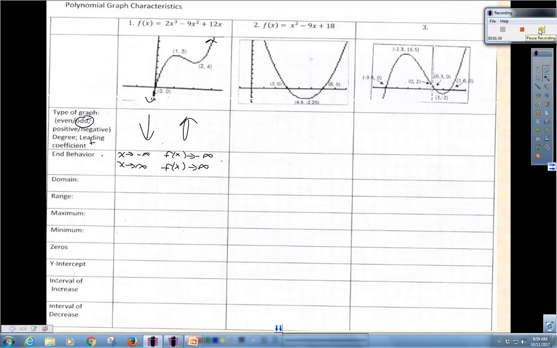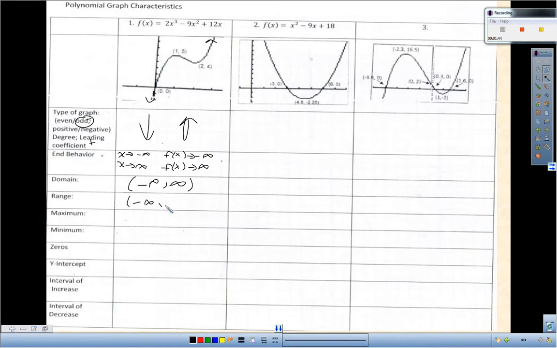Alright guys, let's talk about the domain. Remember, the domain of any polynomial function is always negative infinity to positive infinity. The range, well, the range for this one is also negative infinity to positive infinity. The reason is because the range is how far low to how high it goes. Well, notice the end behavior, they're going in different directions, so it will continue going down and keep on going up. Now, there is no absolute min or max for these, since the end behavior is going down and up on either side. So both of these are going to be what we call local.